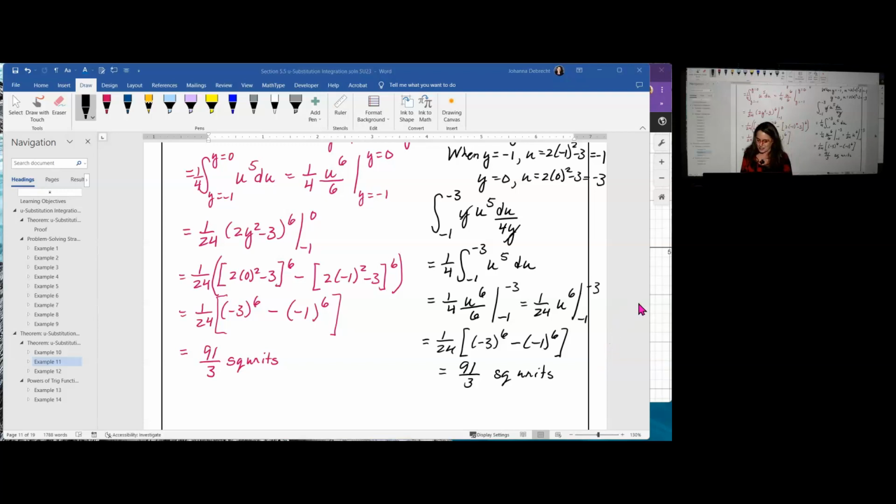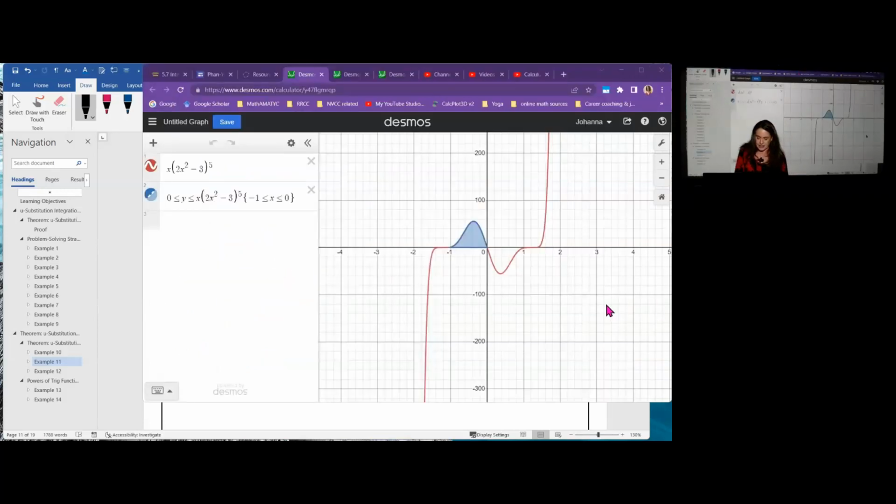This is kind of an interesting little function. I really kind of like it. It's got some nice, well, changes in curvature and maximums and minimums to it. And we're looking at the area here between -1 and 0. And you can tell that it is, in this case, all positive, strictly above. This must be 90⅓ square units. Notice that I had to change the scale to get the detail to show up.